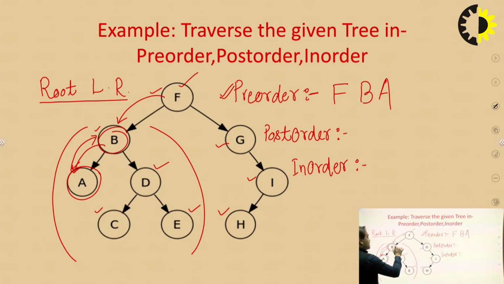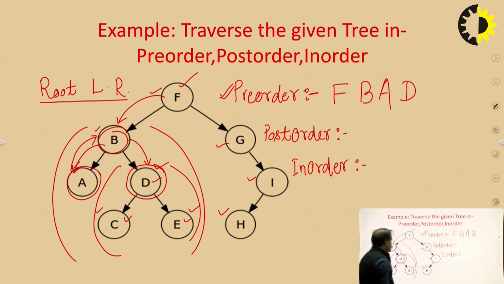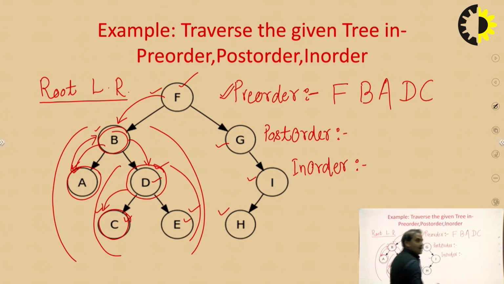Now move on to the right subtree of B, which is D, C, and E. D is the root of the right subtree of B, so we have to process D. After processing D, we move on to the left subtree, which is C, a single node, and we process C. After processing C, we check if there is a left or right child of C. No, there is none. So we move on to the parent of C, that is D, already processed.